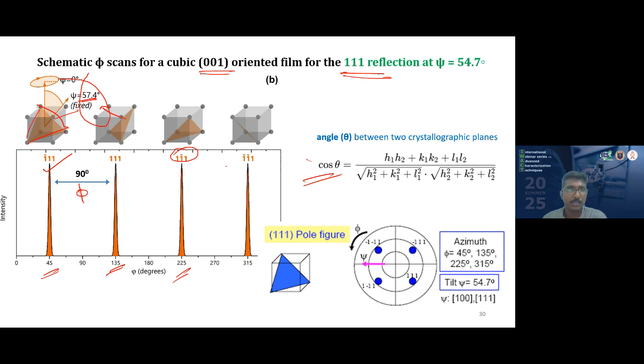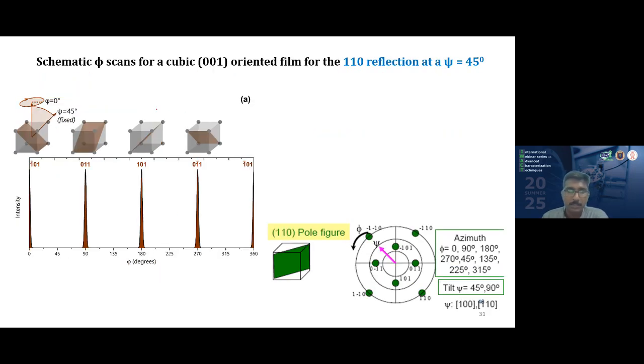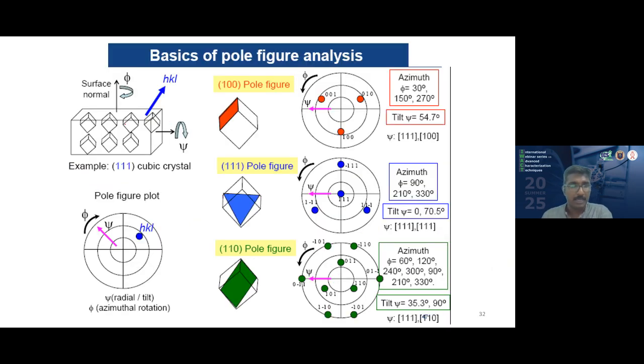And the schematic representation of a 110 pole figure for a 001 oriented cubic structure is shown in the figure. And the basic pole figure corresponding to 111 oriented planes. Earlier we have seen 100 oriented planes, the basic pole figure corresponding to the basic crystallographic axis of 100 oriented planes. Here in this case, the sample normal is 111, and then the pole figure will be like this.